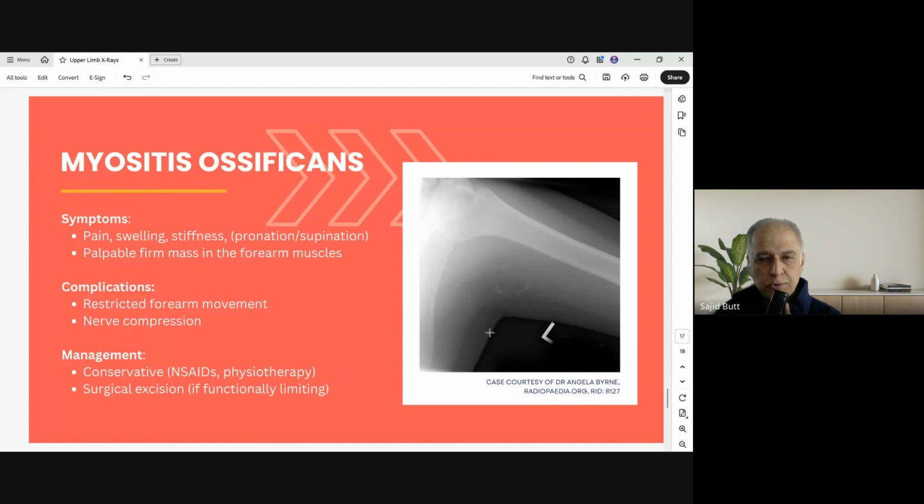Patients present with pain and swelling and stiffness and a soft tissue lump. There can be a restricted movement depending on the size of the problem, and depending on the exact location, you could have nerve compression. It is treated conservatively, and very rarely surgical excision is needed. Next slide.